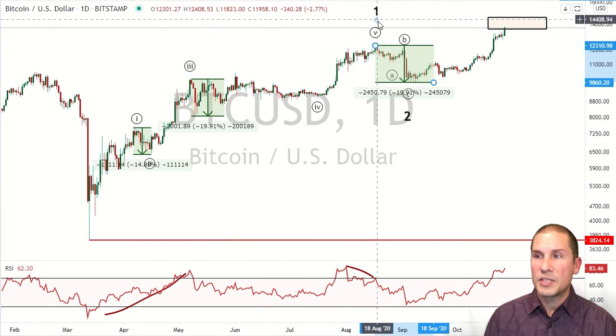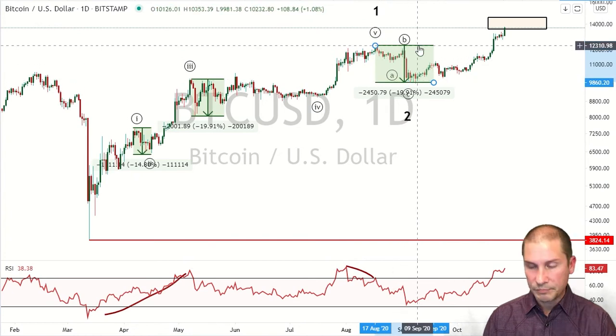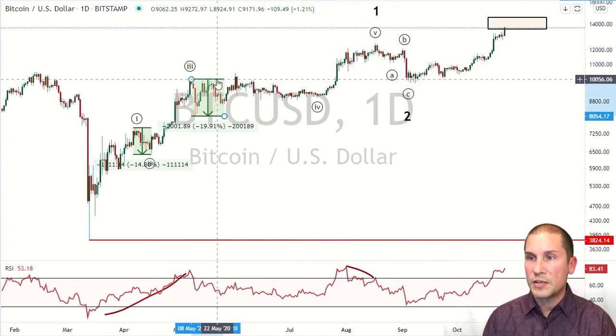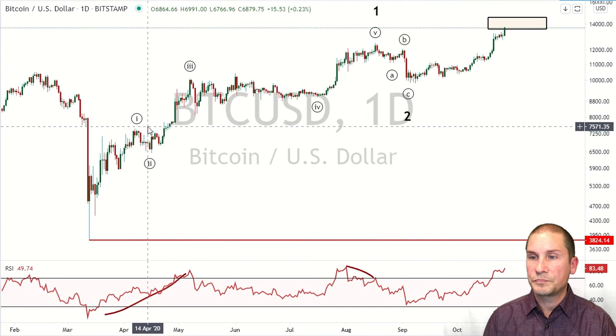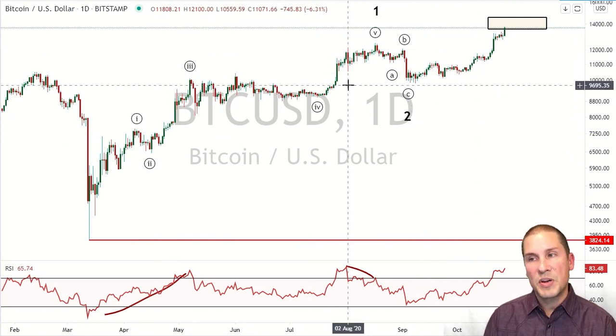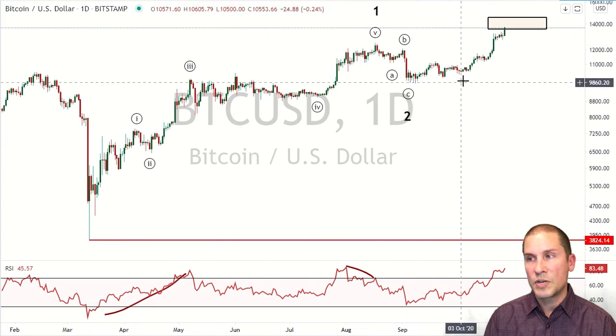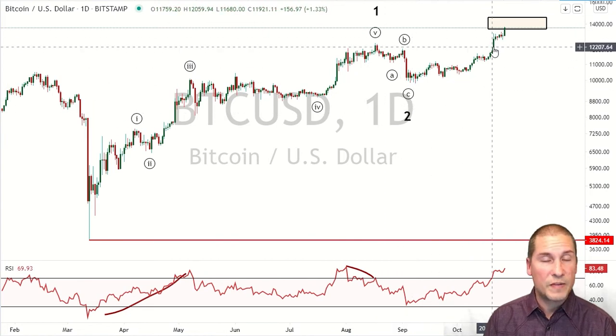And so I'm showing this wave ended in that August high, and then we went through a 3-wave correction right here into that September low. And then from there we've started to move higher. So what this appears to be to me is a wave 1 higher, larger wave 2 lower, and then we're accelerating higher in a wave 3.